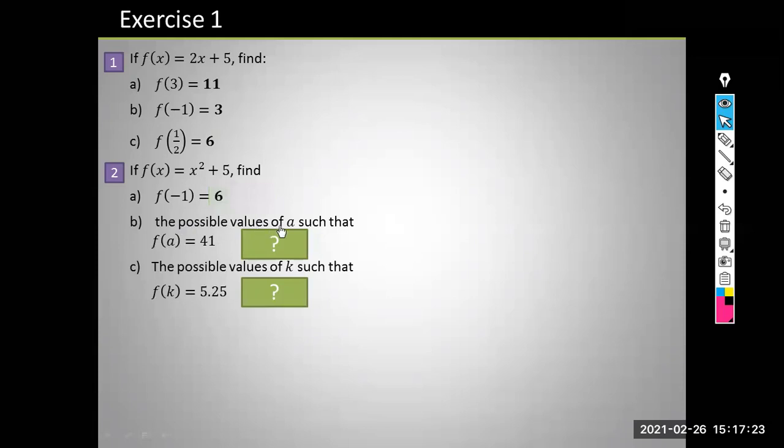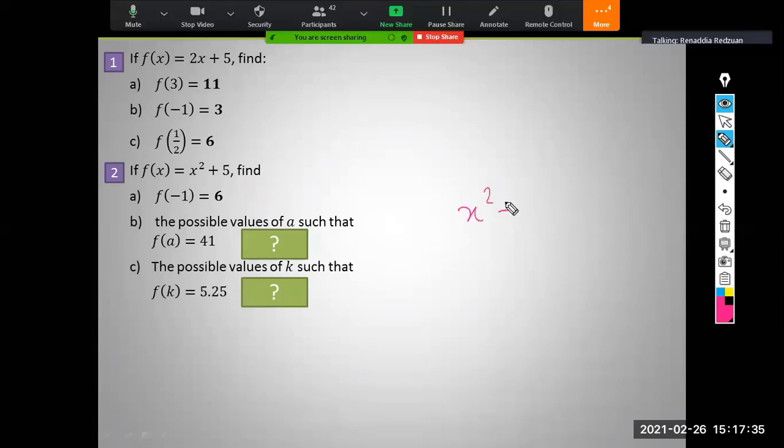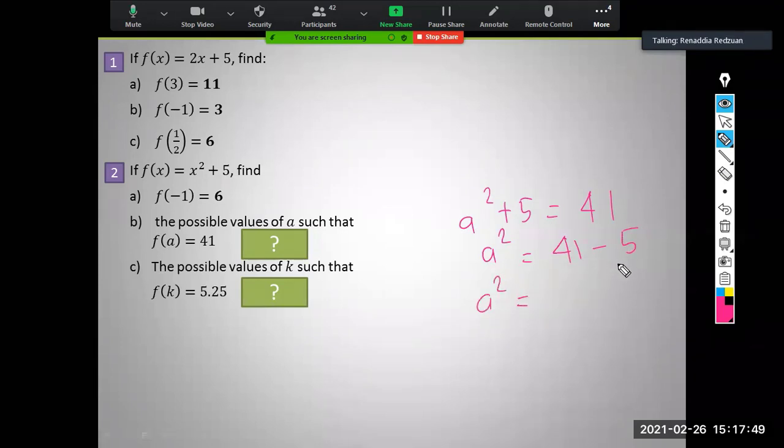Find the possible value of a such that when you put the input as a, the whole function is equal to 41. Okay, x squared plus 5, this one equal to 41, right? Now your input is a, so a squared plus 5 equals 41. So 41 minus 5 is equal to 36. Remove the square, take the square root. The square root of 36 is equal to 6. So plus minus 6.